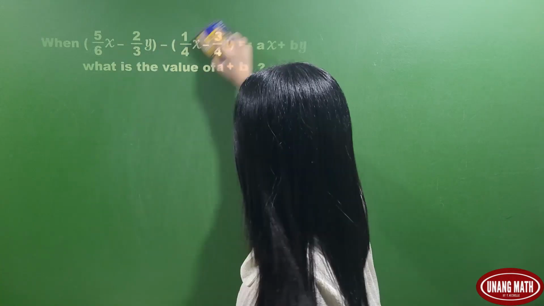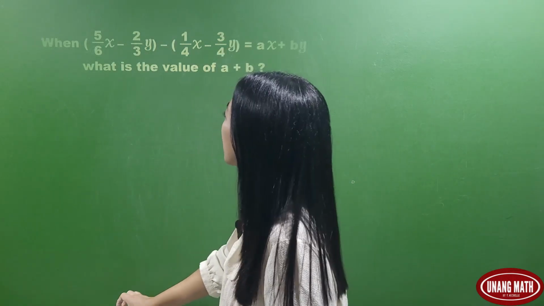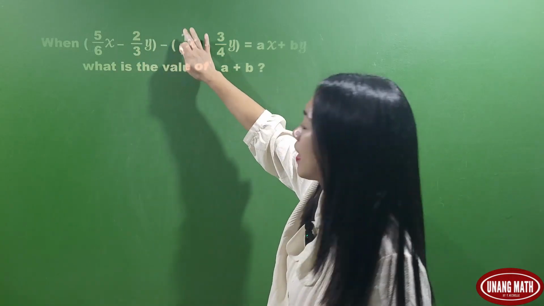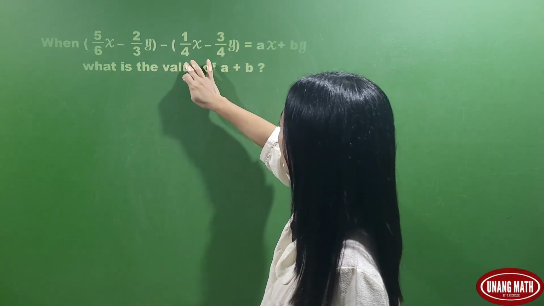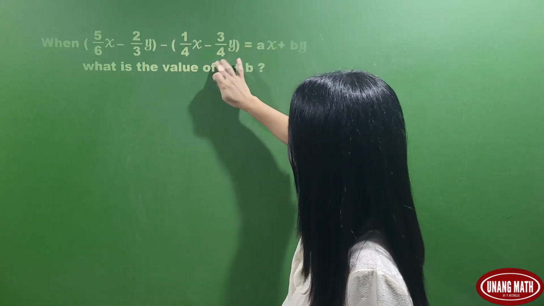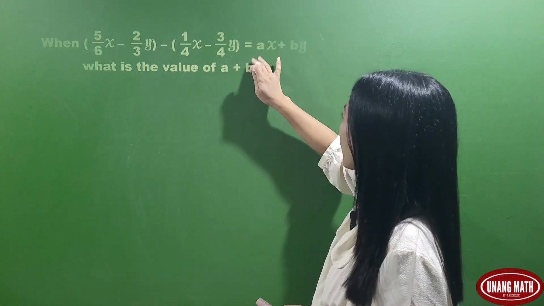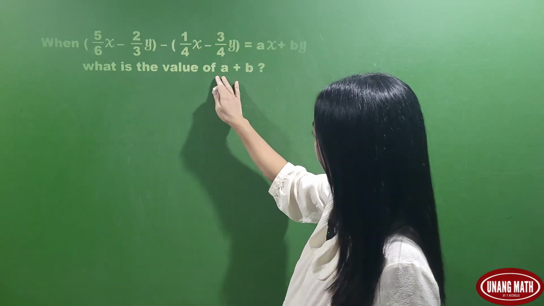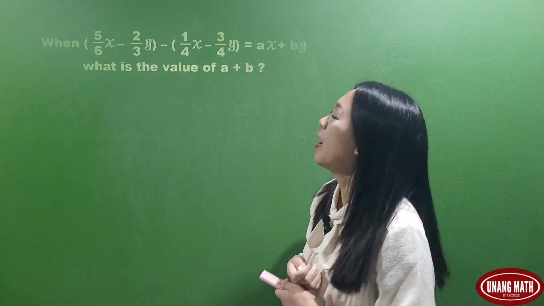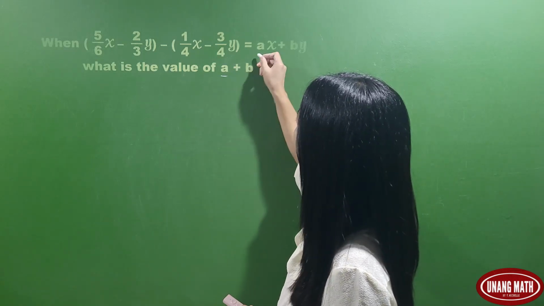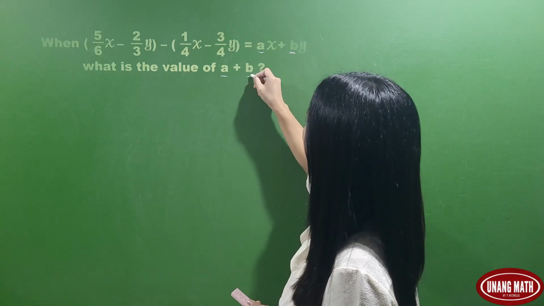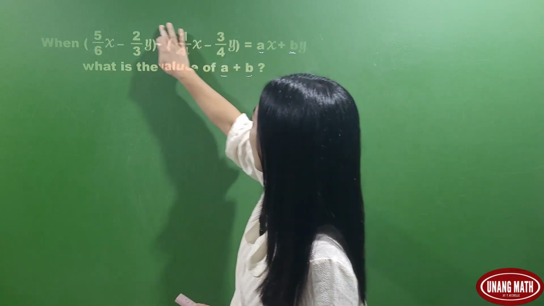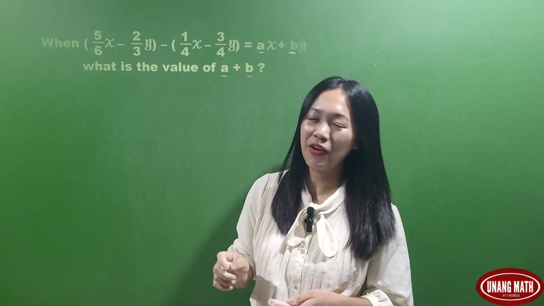When this expression inside the parenthesis, 5 over 6x minus 2 over 3y, okay, minus this expression inside the parenthesis, 1 over 4x minus 3 over 4y is equal to ax plus by. The question is, what is the value of a plus b? So it means we have to know what's the value of A and what's the value of B. And to find the value of A and B, we have to simplify this expression.